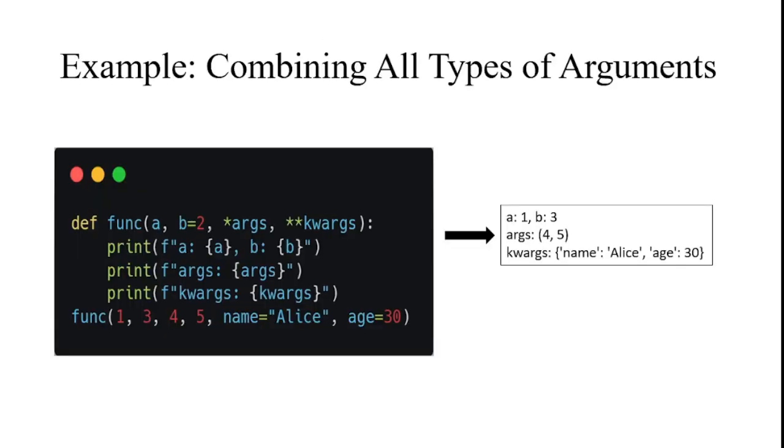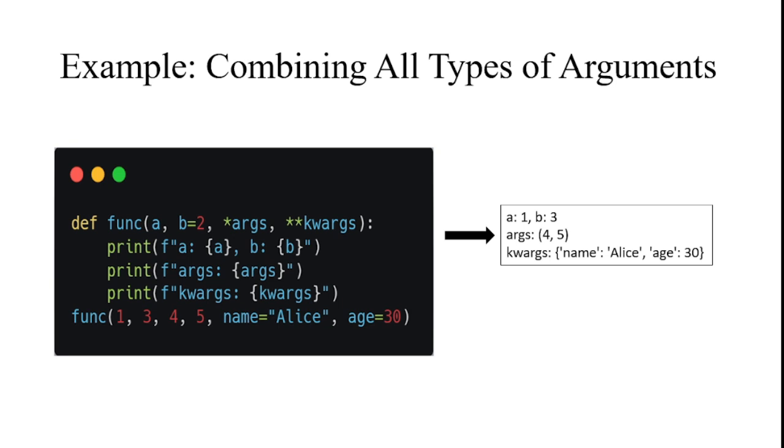Now let's see the example in which we are using all the different types of arguments. Here we have defined a function func. We have taken four types of arguments. First one is a positional argument, then a default argument, then a non-keyword variable length argument, then a keyword variable length argument. And when we call this function by passing 1, 3, 4, 5, name is equal to Alice, age is equal to 30, what does this function do? A will be assigned the first value, because A is the positional argument, it will assign the first value.